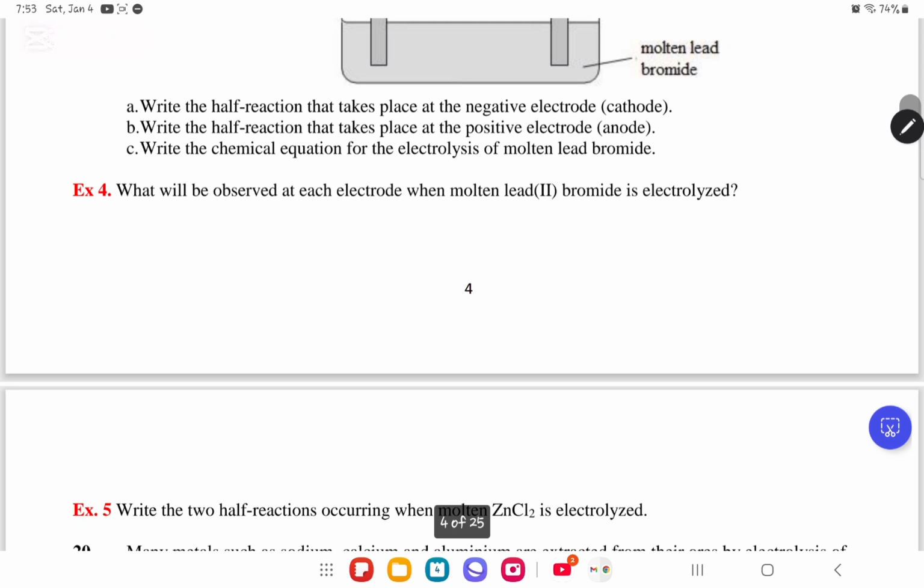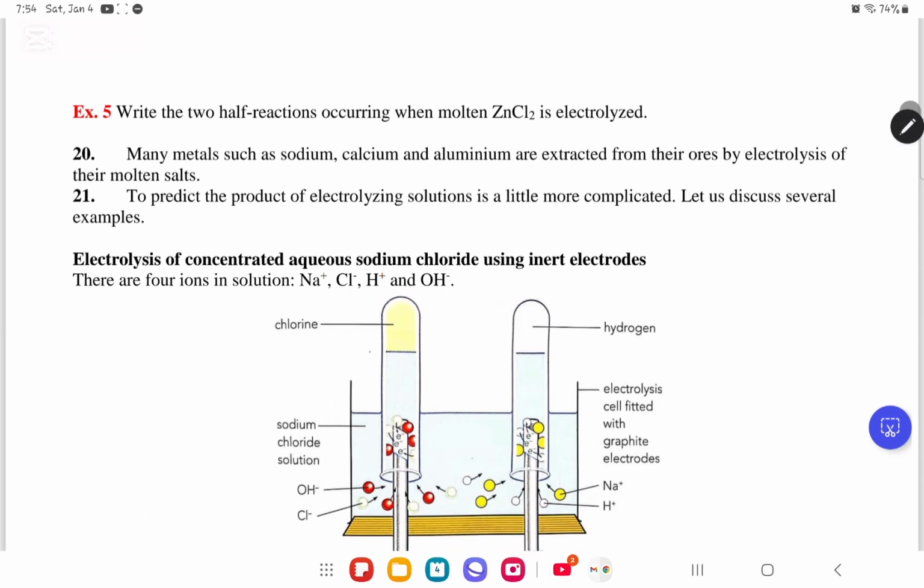Exercise 4: what will be observed at each electrode when molten lead dibromide is electrolyzed. This is the same as we discussed previously in CQD number 11, parts A and B, because we discussed what happens at each electrode. Now let us discuss what happens at each electrode in ZnCl2. We will discuss what will happen at the anode and at the cathode.